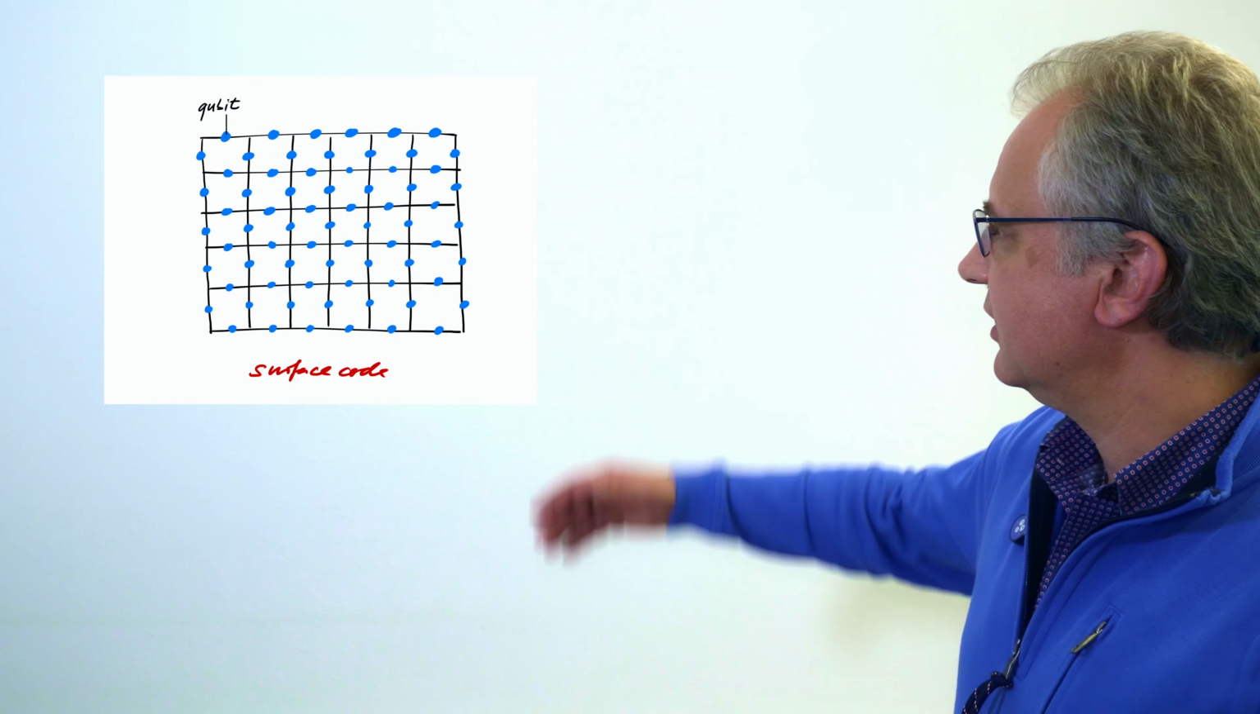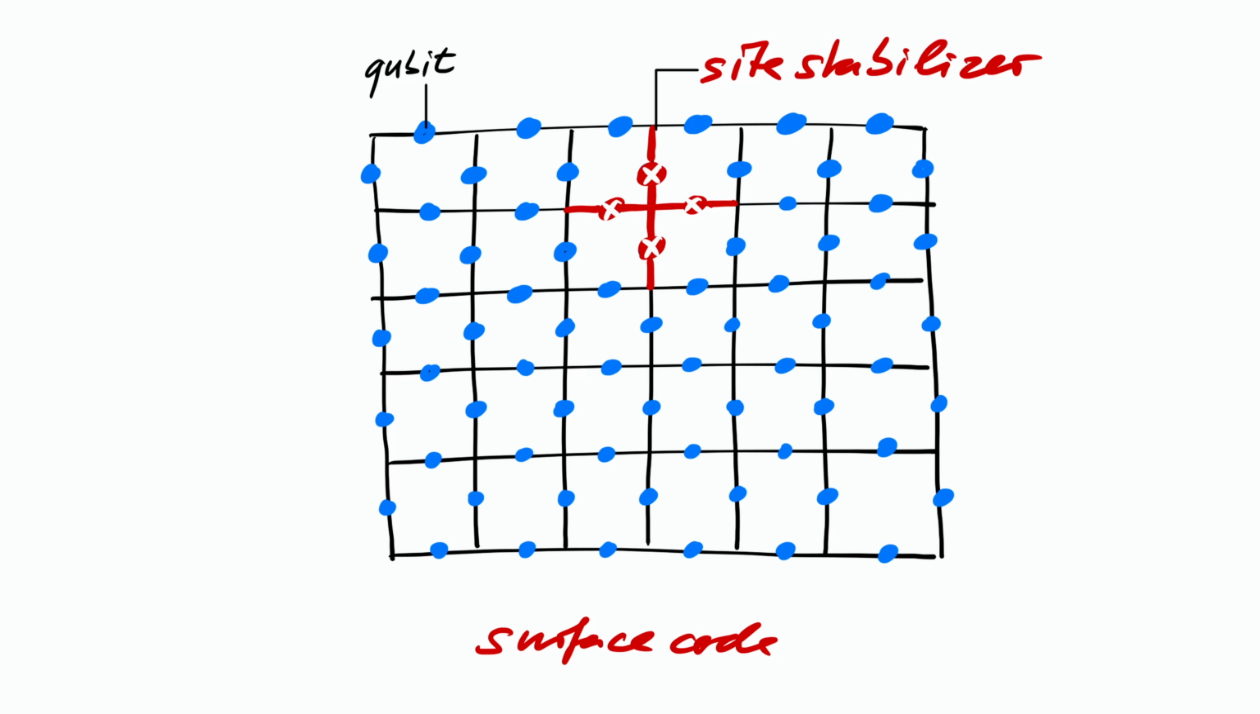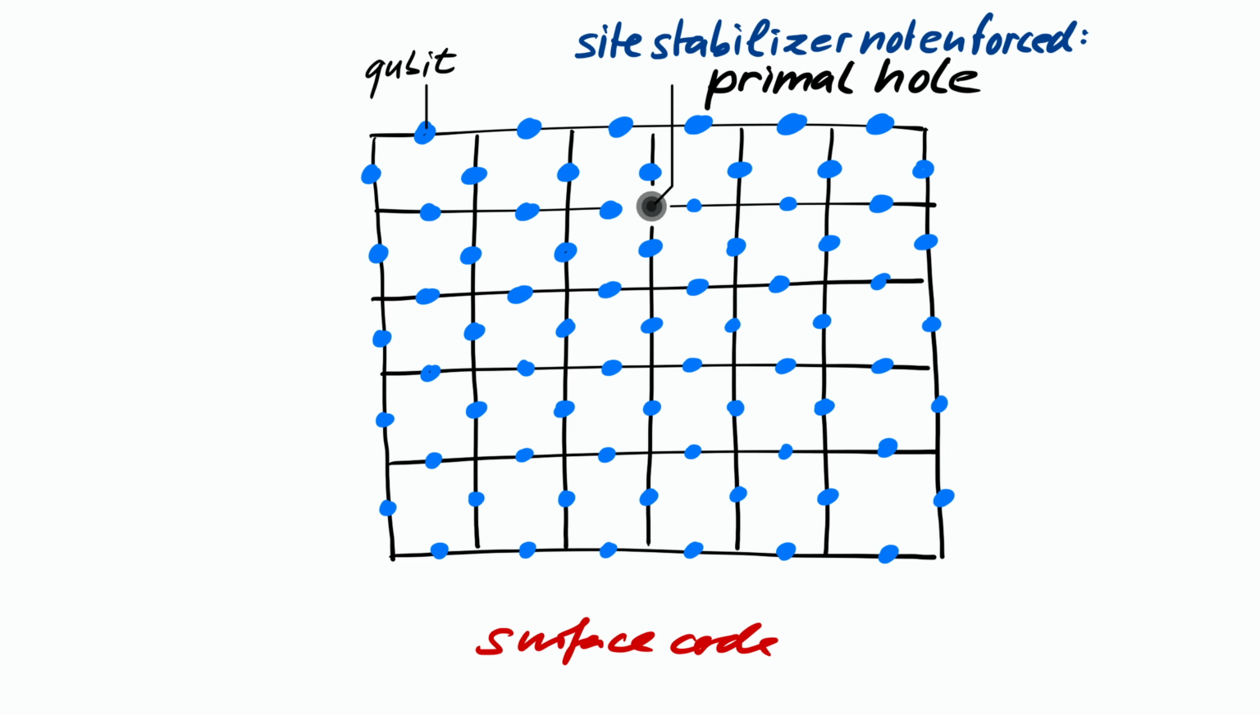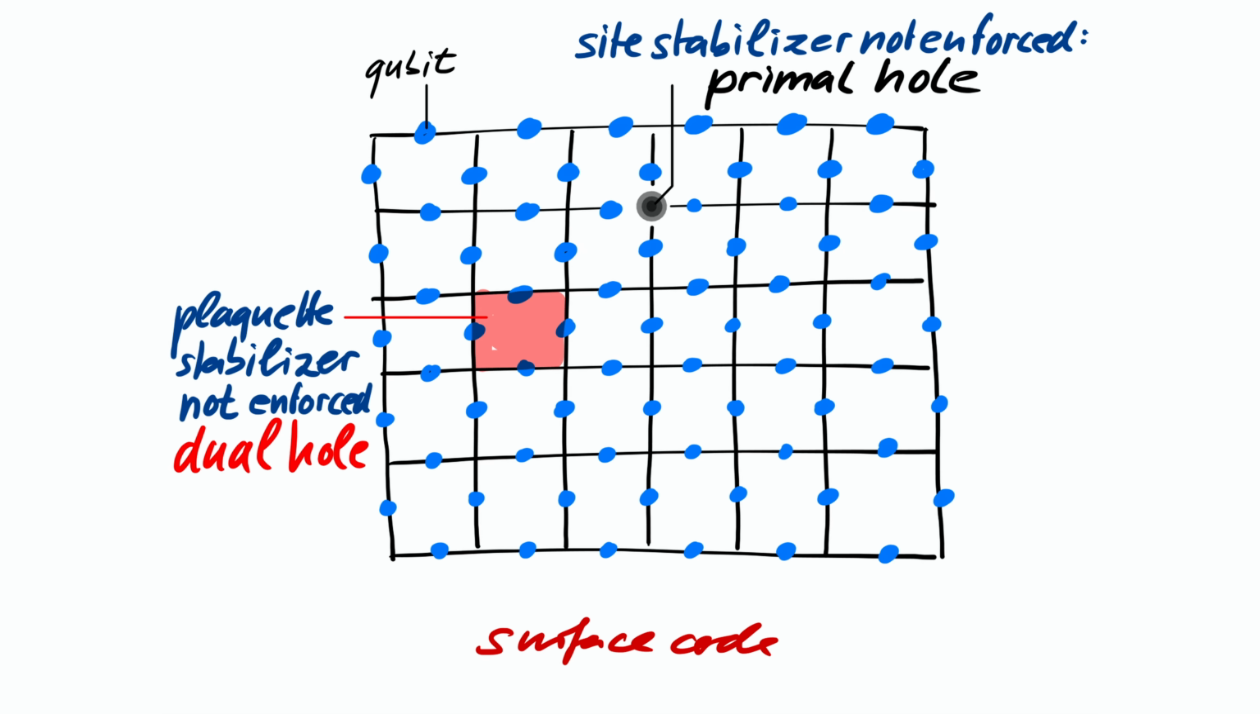So here's a bit of background. Let's begin with something familiar: the surface code. The surface code is a stabilizer code. Some of its stabilizers live on sites of the underlying lattice, and other stabilizers live on plaquettes. When a stabilizer is not enforced, a hole is created. Specifically, not enforcing a site stabilizer creates a primal hole, and not enforcing a plaquette stabilizer creates a dual hole.